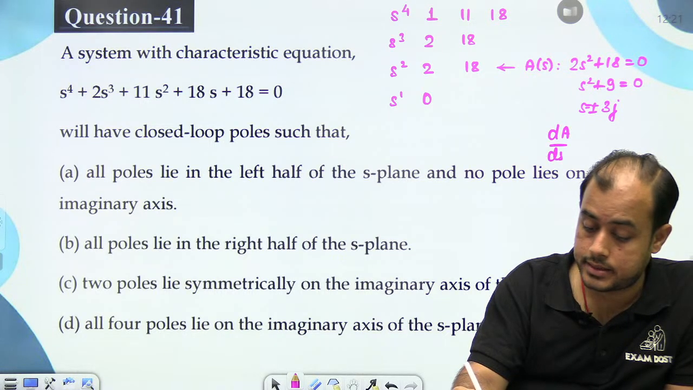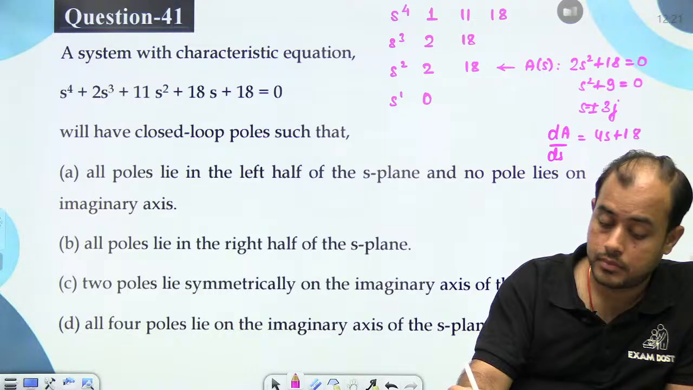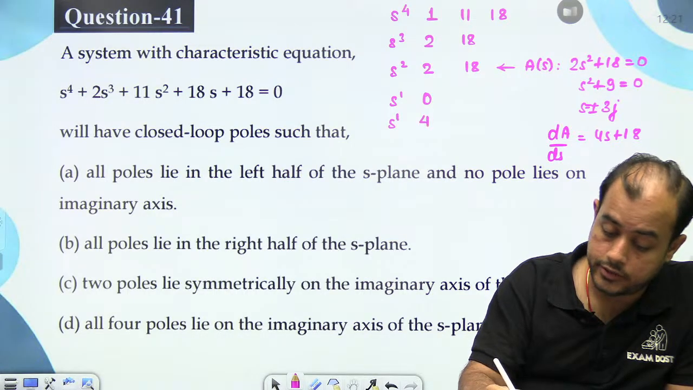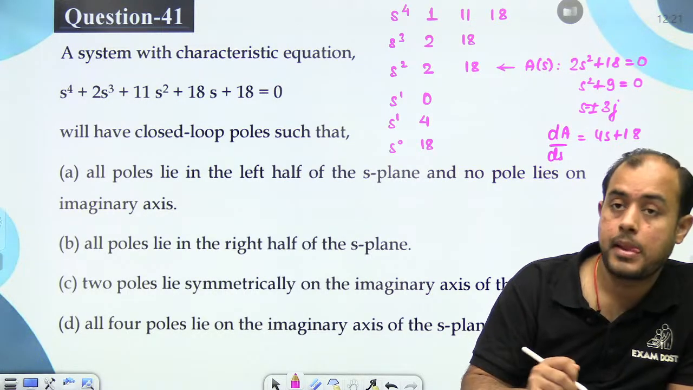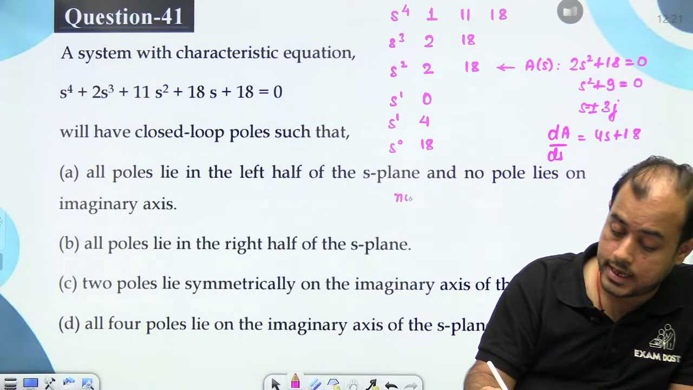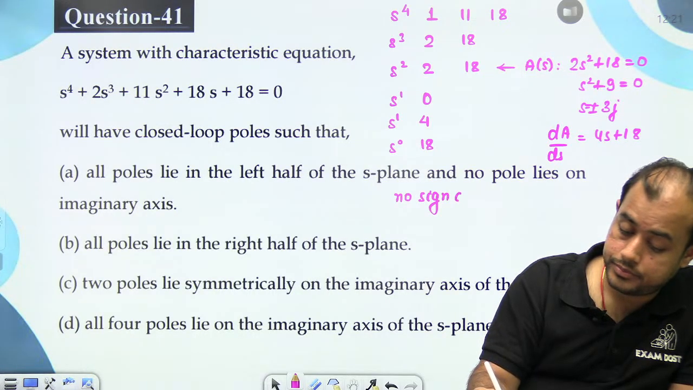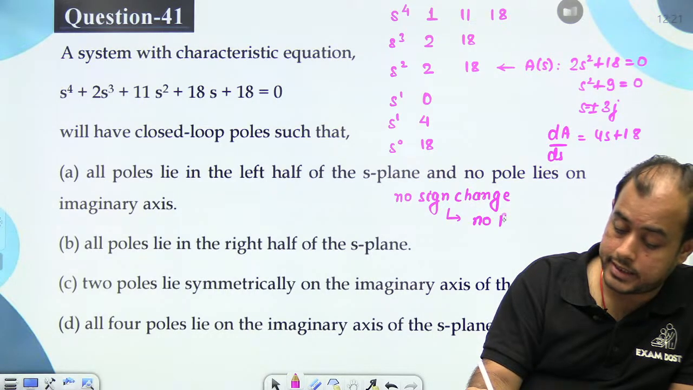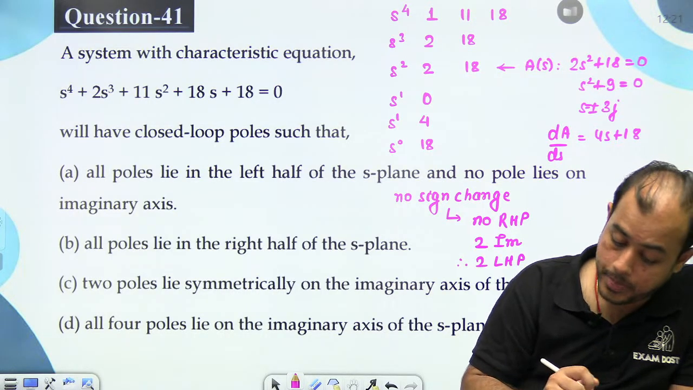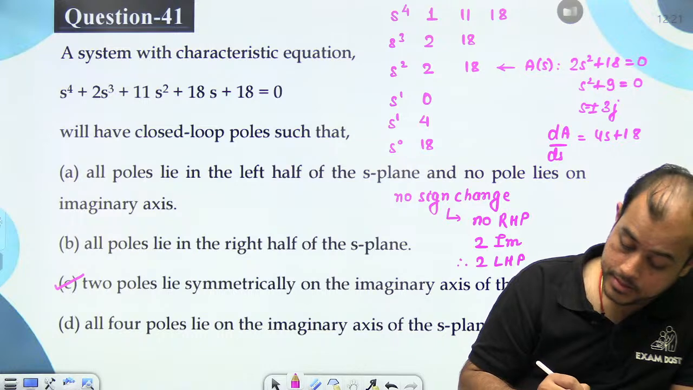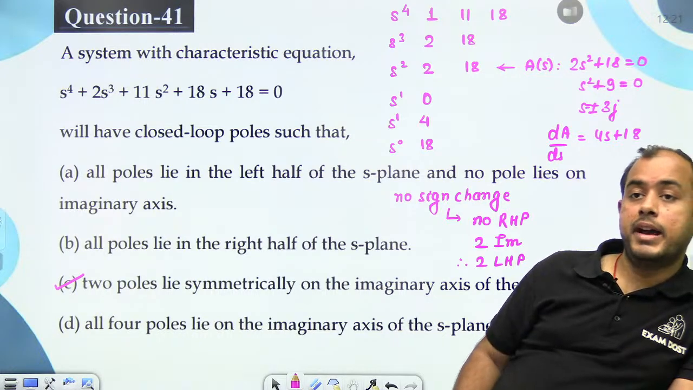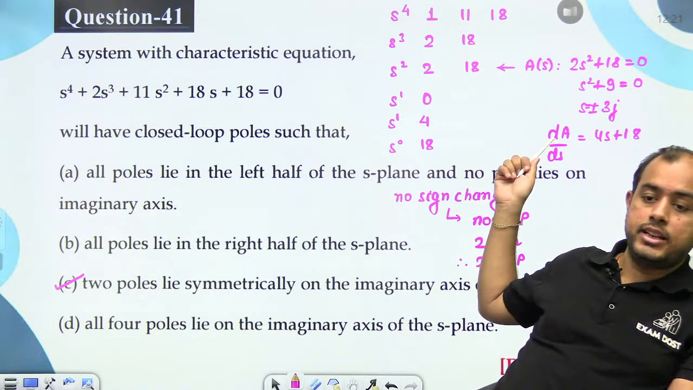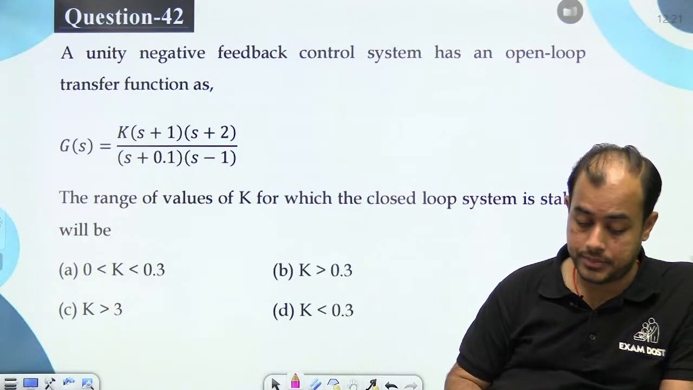dA by ds. So we will take 4, 18. Okay. So no sign change. No pole in RHP. 2 imaginary. Therefore 2 LHP. Total 4, right? Okay. 2 poles lie on the imaginary axis, from here s equal to plus minus 3 iota.